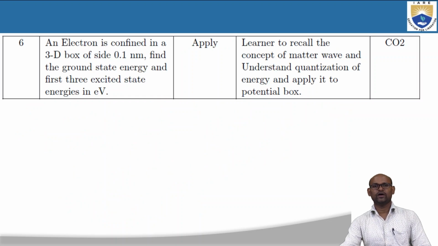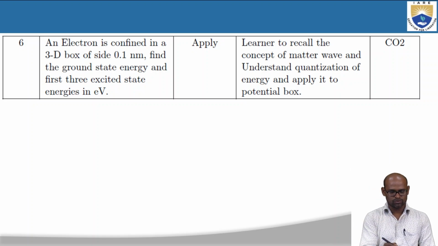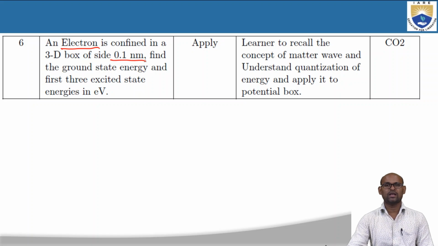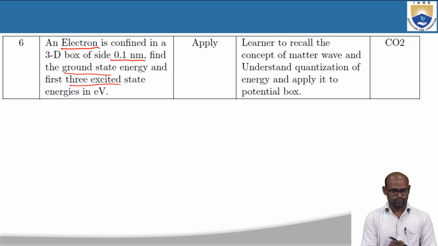An electron is confined in a three-dimensional box of size 0.1 nanometers. Find out the ground state energy and first three excited state energies in electron volts. Okay, so they've given an electron, and it is confined in a box of size 0.1 nanometers. So the length of the box is mentioned. They have asked us to calculate energies of the ground state and first three excited states in electron volts. Okay. So solution, first we have to start with the given.